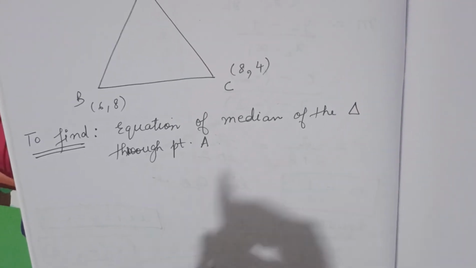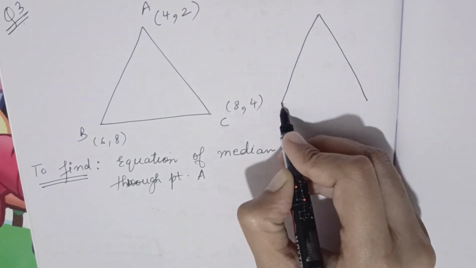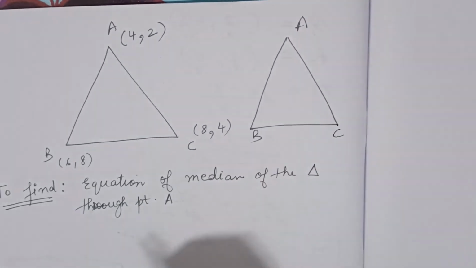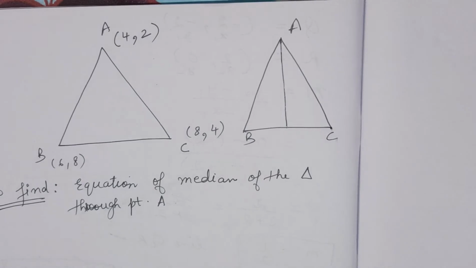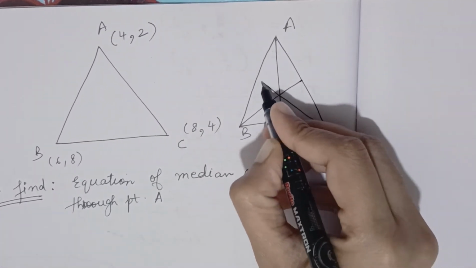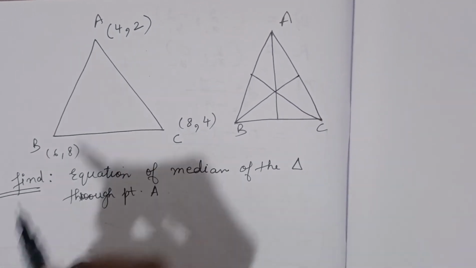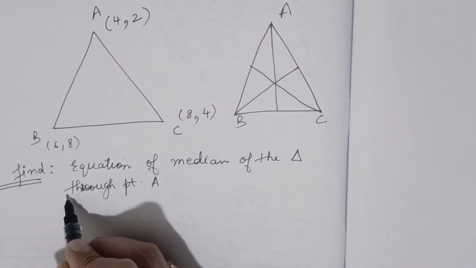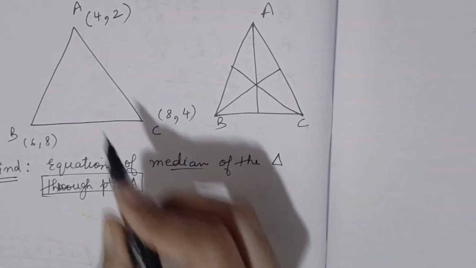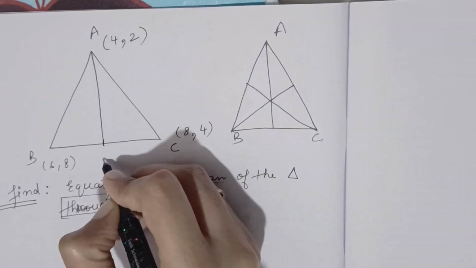Now medians in a triangle, I'll just explain quickly. In one triangle, 3 medians are actually possible. If this is a triangle ABC, I can draw one median through point A, I can draw a median through point B also, and I can draw a median through point C also. So you have to understand a very important thing here. In this question they have asked us to find the equation of the median through point A. So I am drawing the median through point A. Here I will write point D.